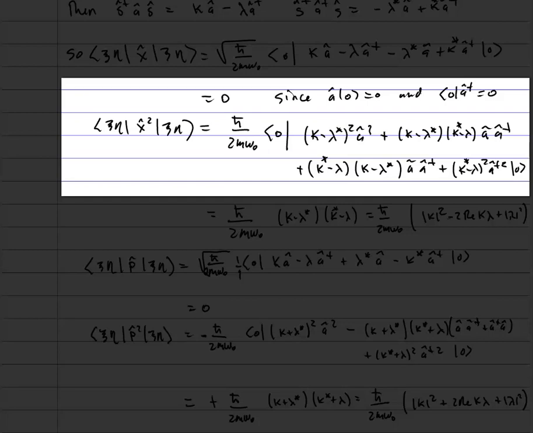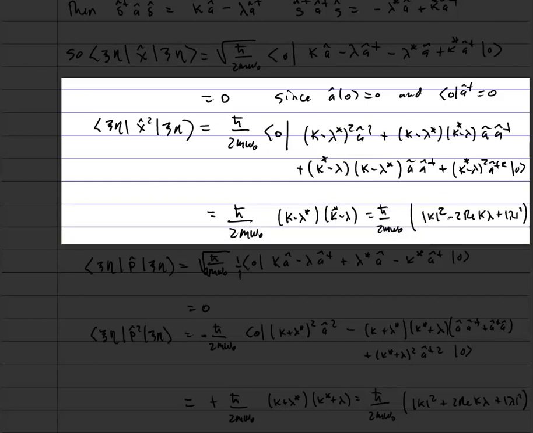The term with the a a dagger, I can rewrite as a dagger a plus the commutator of a with a dagger. And what you're going to see there is that when I take the commutator of a with a dagger, that just equals 1. So we're going to just pick up that second term. Remember, there's a typo. That third term should be a dagger a, not a dagger. I will fix that in the notes for you. And we then get kappa minus lambda star times kappa star minus lambda. And when you go ahead and work that out, you get mod kappa squared minus 2 real kappa lambda plus mod lambda squared, and the whole thing times h bar over 2m omega 0.